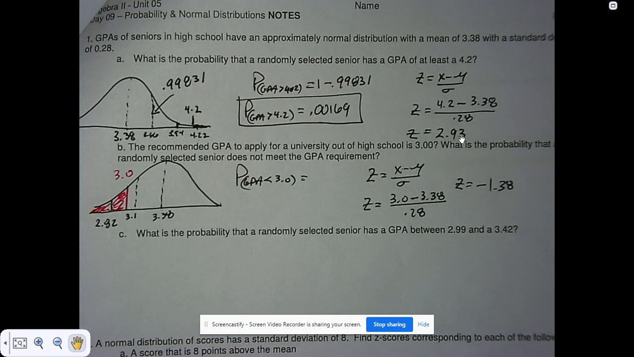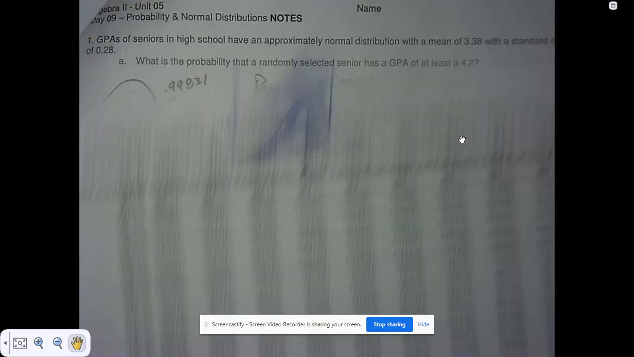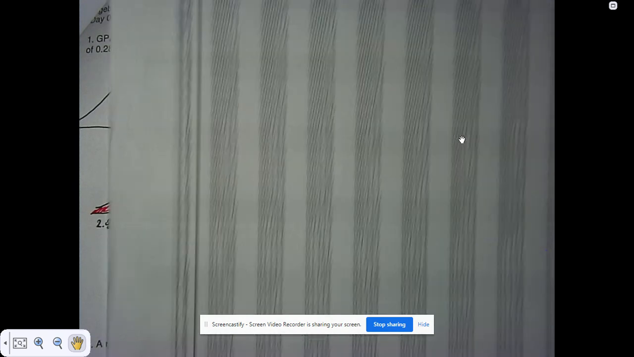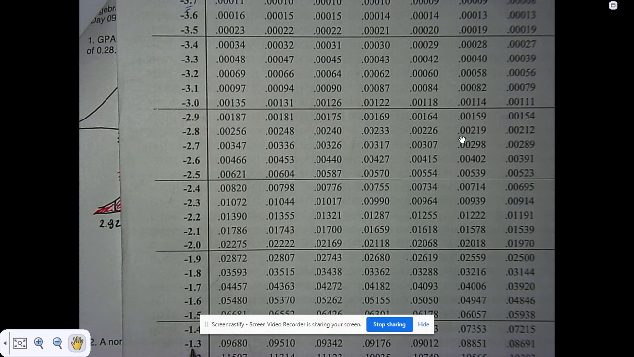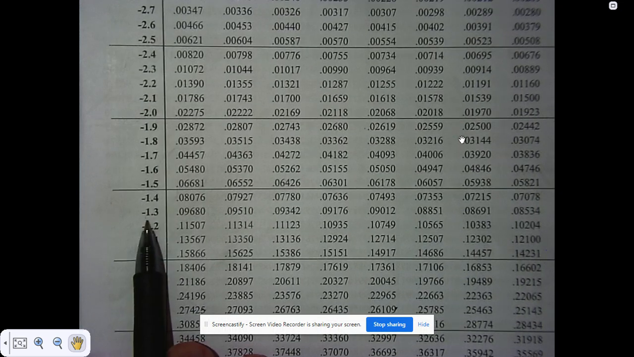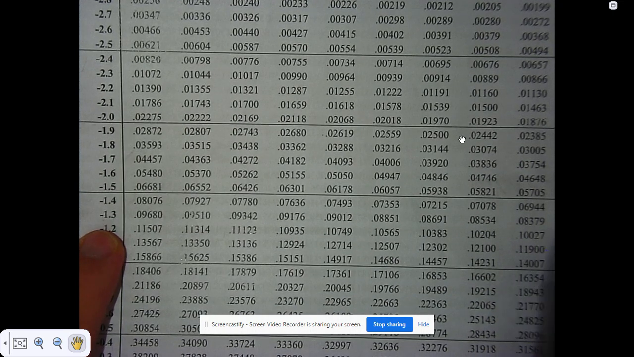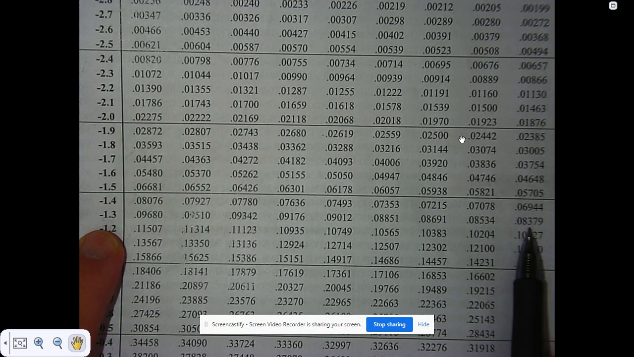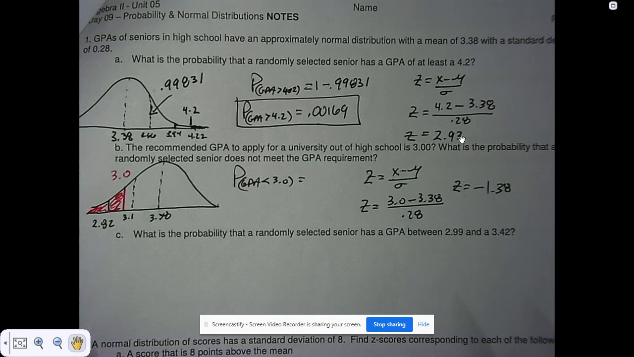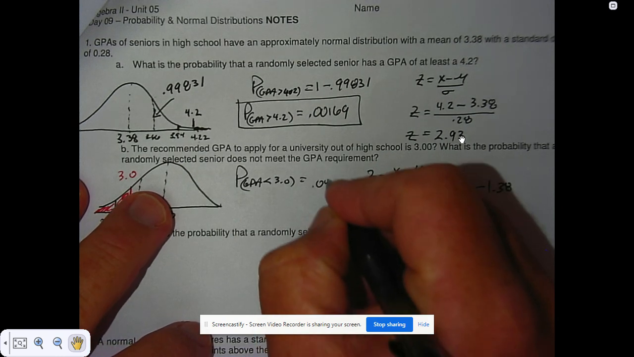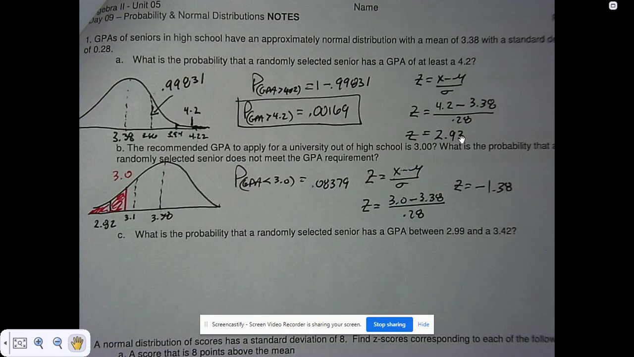All right, to turn that into a probability, we look up that z-score on our table. Negative 1.38, that's the positive side. Now here is the negative side. Negative 1.3 is where my pen is. And then all the way over here, the second and last column is the 8 column. So negative 1.38 would be 0.08379. Make sure that's right again.